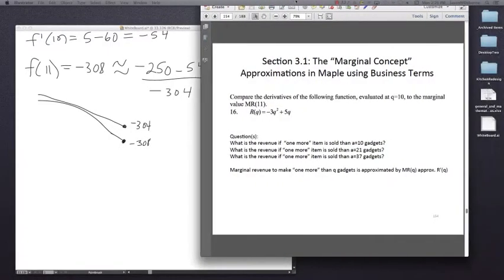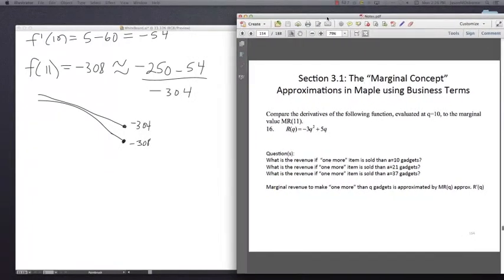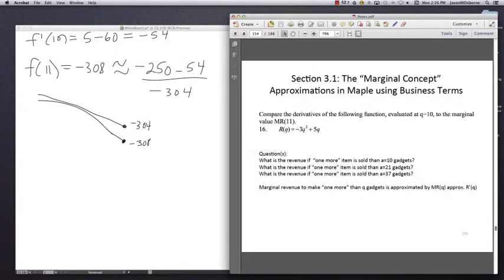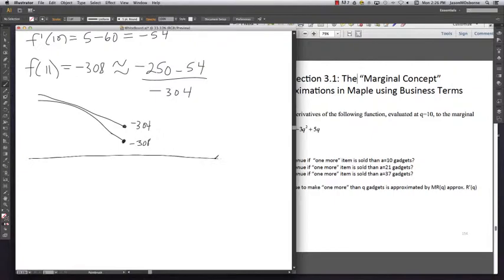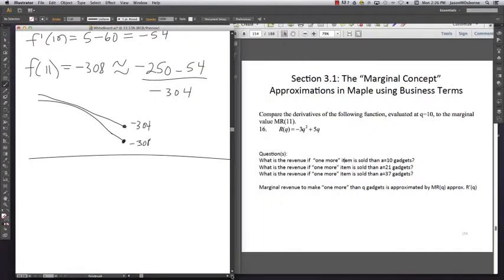section 3.1. So here, compare now that they've given you a function. Let me make this a little so you can see all of it. So here they've given you a function in this problem, section 3.1. They've given you a revenue function, R of Q.